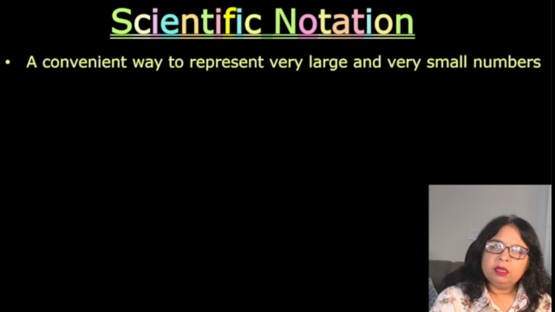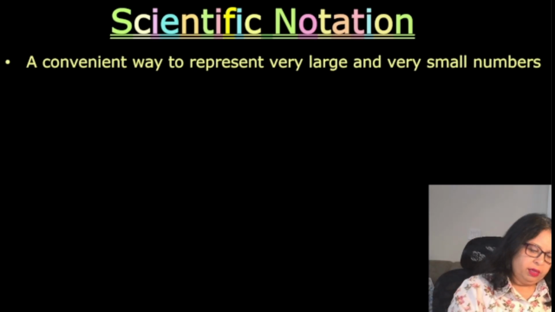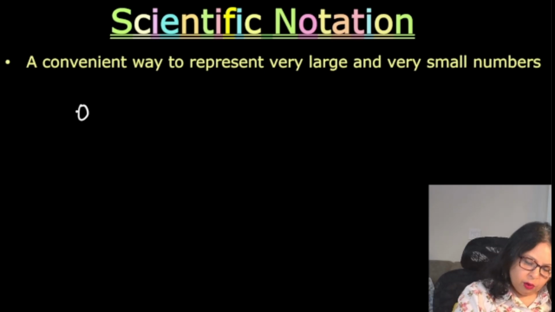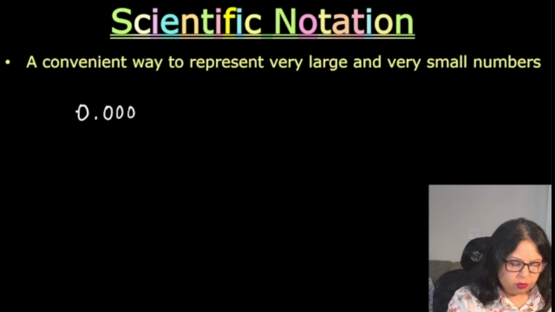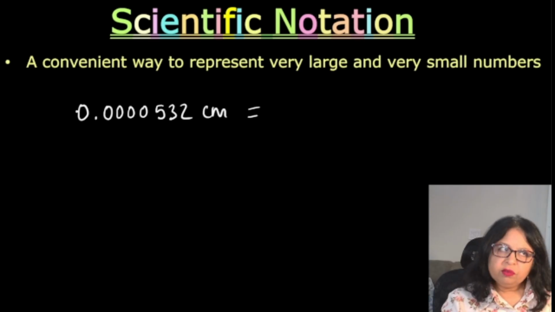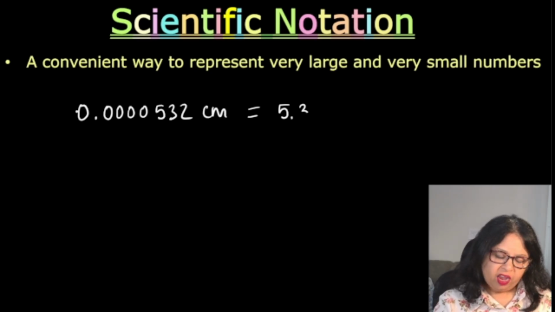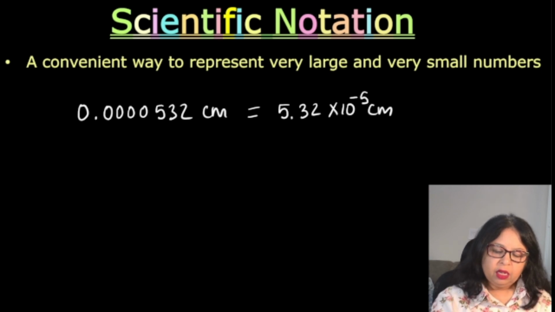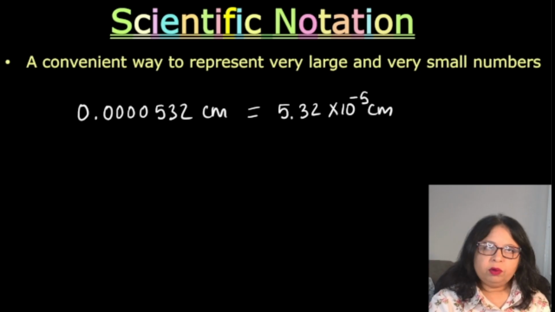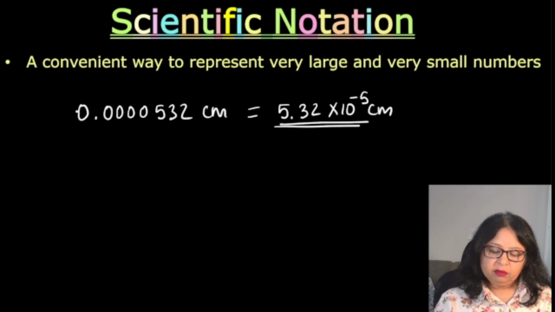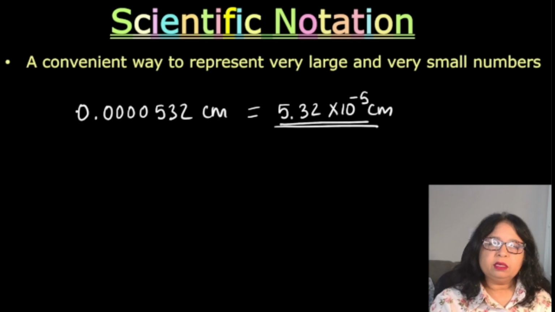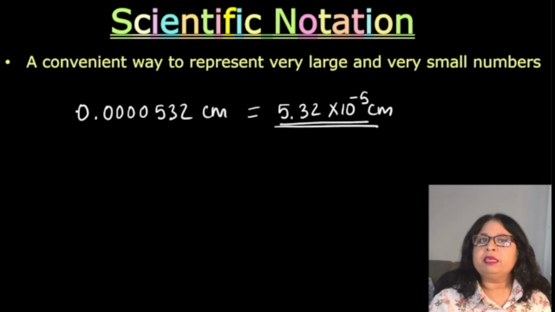Scientific notation is a very convenient way to write numbers that are very large or very small. For example, let me write some numbers over here. Let's say we have a number 0.0000532 centimeters. So quite a few zeros, huh? I could write this as 5.32 times 10 to the power minus 5 centimeters. Now, on the right hand side, this number is written in scientific notation, while on the left hand side, the number is written in its original expanded form.